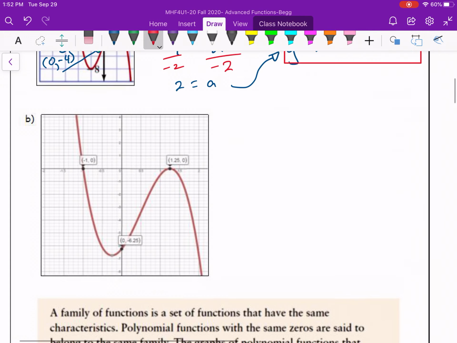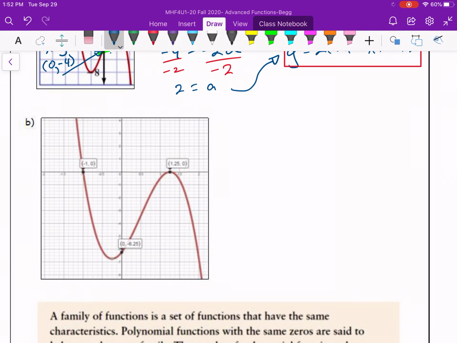Let's do it again for this one. Y equals a times (x plus 1), and it's plus 1 because we've got a zero of -1. We've got another zero of 1.25, so it'll be x minus 1.25. And we've got another y-intercept. This time it's (0, -6.25). So we can substitute that in, and we can find out what a is.